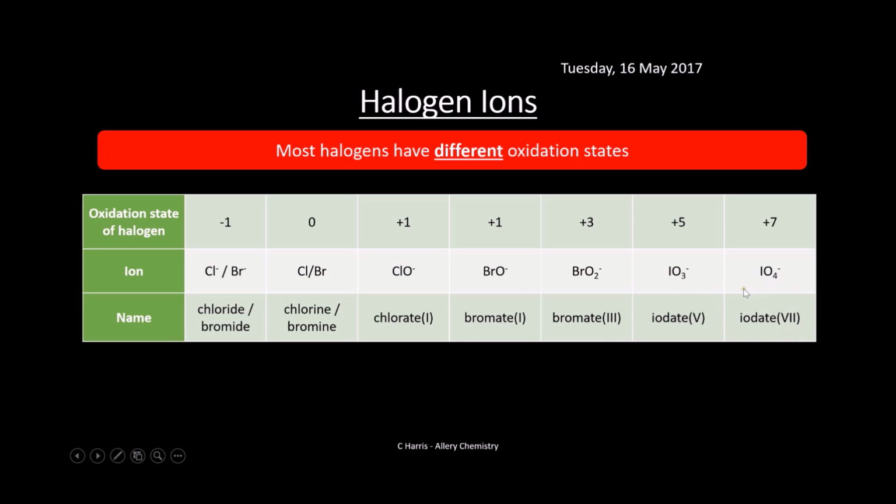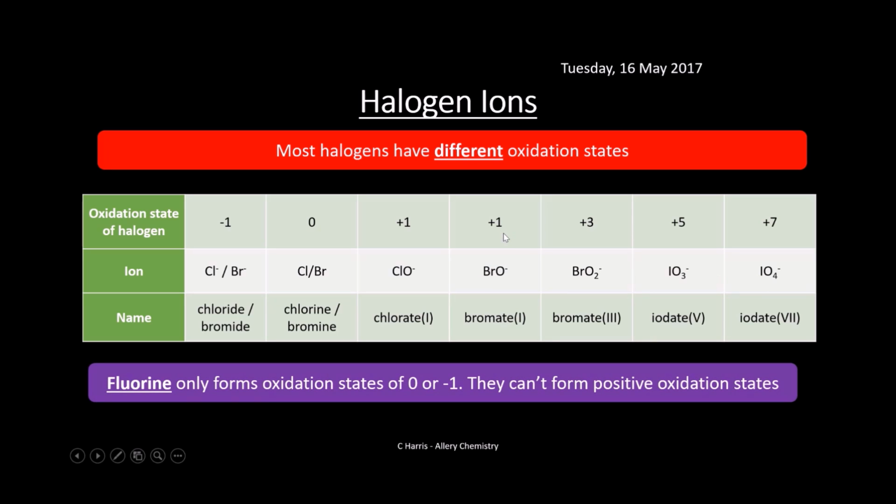You can also get iodate 7 as well, which is, again, same reason. 4 times -2, because oxygen's -2, is -8. The whole thing must be minus overall, so the iodine must be +7. So you can see here, these halogens have loads of different oxidation states, but look at the Roman numerals. That tells you the oxidation number of the halogen that it's attached to. They all end in 8 because they're all bonded with oxygen, so you can work them out from there.